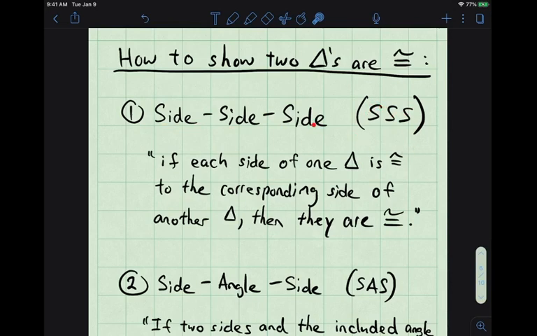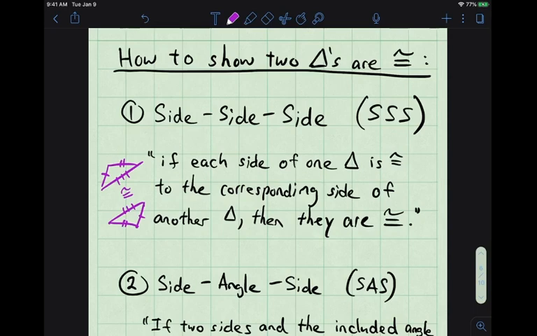So side, side, side in geometry is a shortcut for if each side of one triangle is congruent to the corresponding side of another triangle, then they are congruent. So if I had two shapes like this one and then like this one, and I have these sides match up, these two sides match up, and these three sides match up, then we can show that these two triangles are congruent.